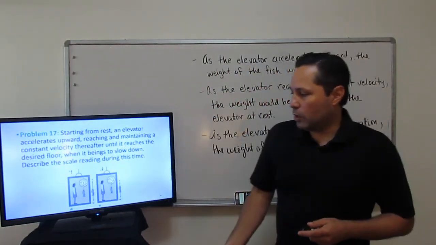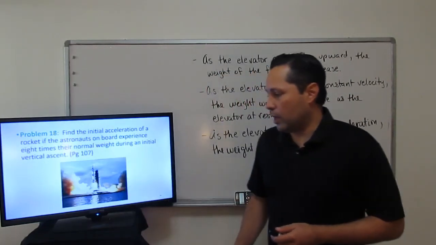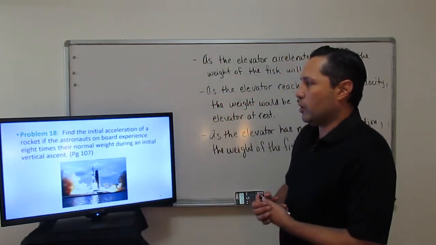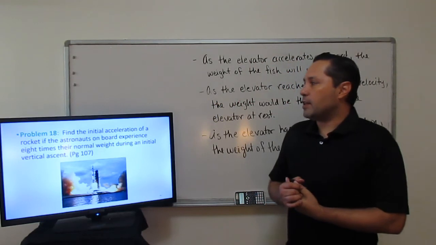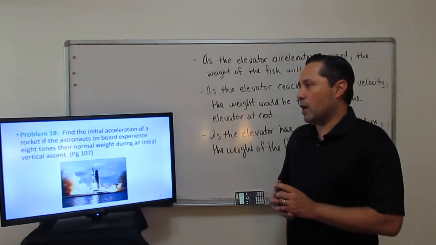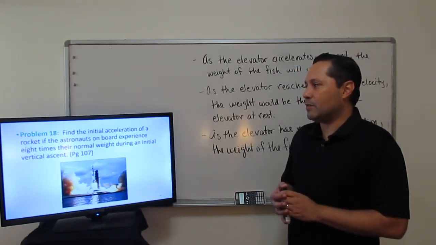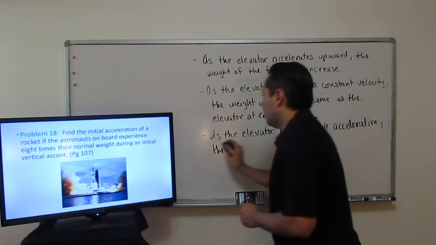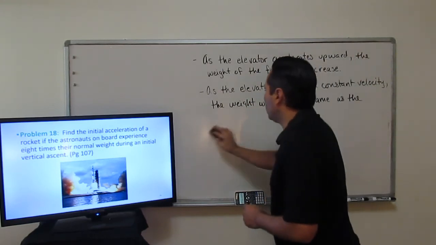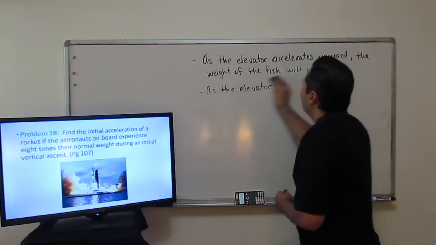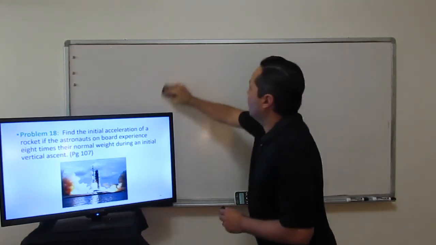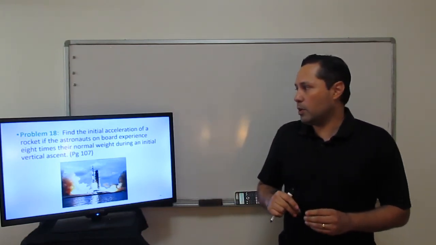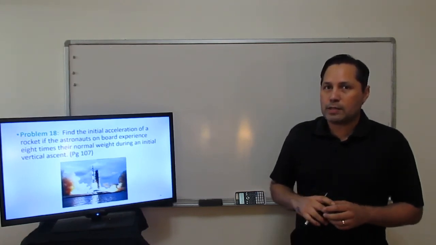Alright, so let's go ahead and move on to our next problem, and this is problem number 18. It's also the last problem for this section, so let's go ahead and work on it. It says, find the initial acceleration of a rocket if the astronauts on board experience 8 times the normal weight during an initial vertical ascent. Okay, so what will be the acceleration for the astronauts at this point, if they're experiencing 8 times their weight?